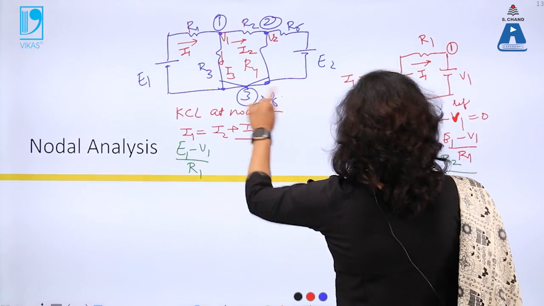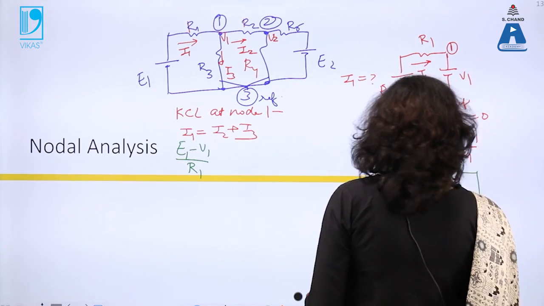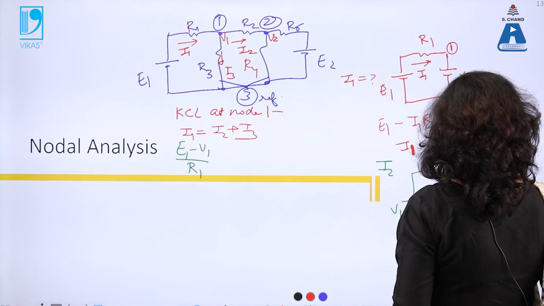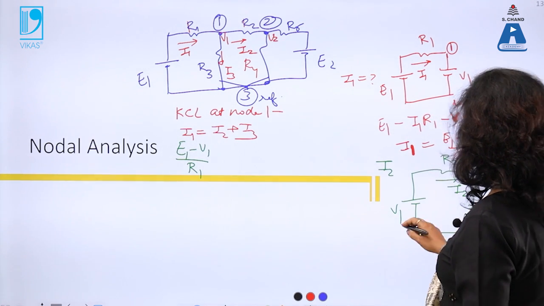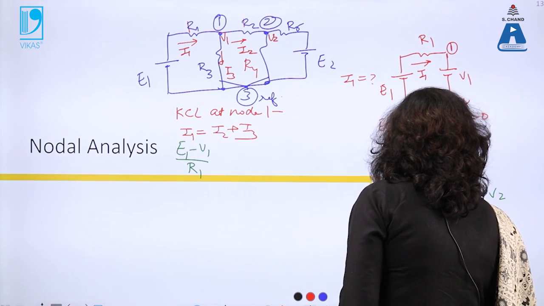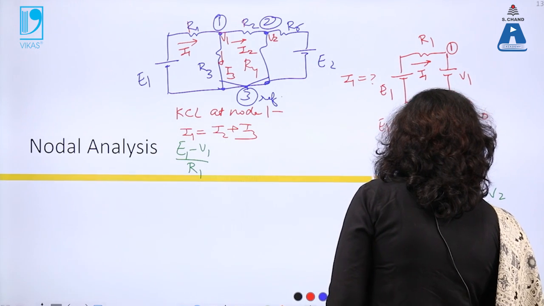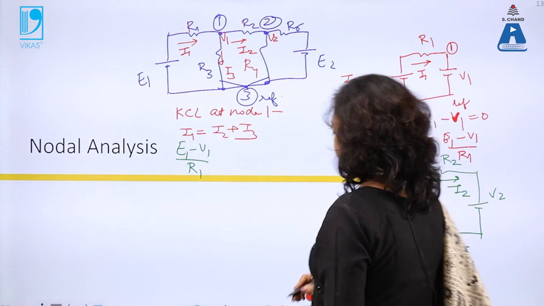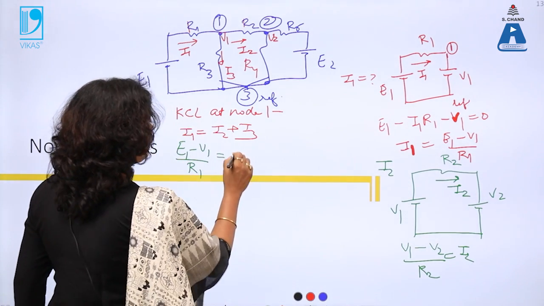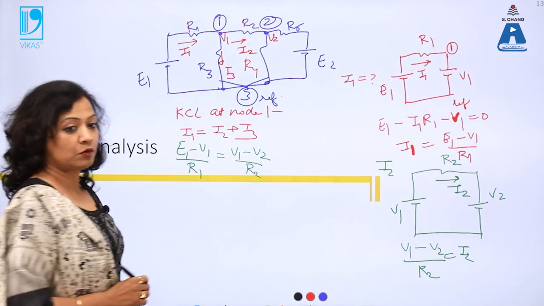And this is V2 with respect to reference. In place of using R4, now I will use V2. So what will be I2? Using this loop equation, I will get V1 minus V2 by R2 is current I2. So what is I2? I will replace the value. V1 minus V2 by R2 is I2.